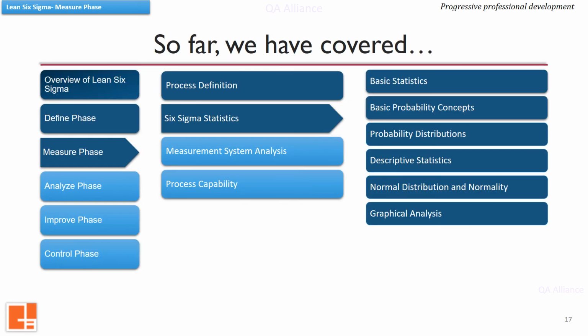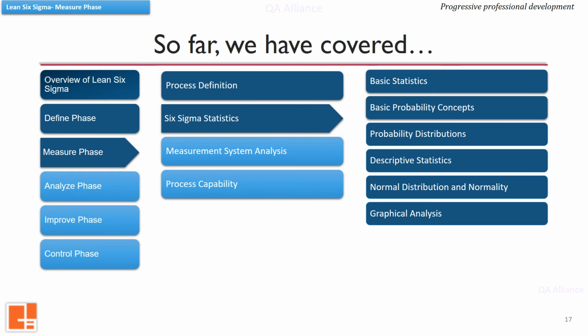Now we have come to an end of this subunit on Six Sigma statistics. We learnt about the basic statistical concepts, probability, how descriptive statistics is used to summarize the data, what is normality, and how it influences the statistical analysis. And we also covered various common graphical techniques that are used to analyze the data visually in the measure phase.